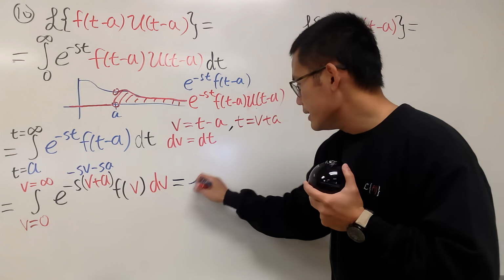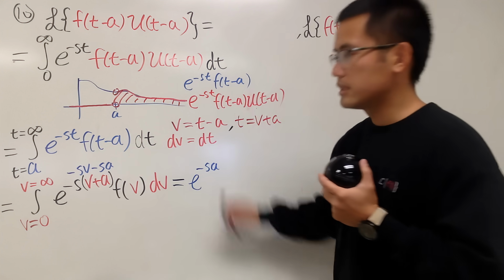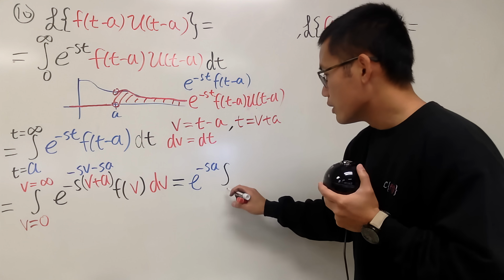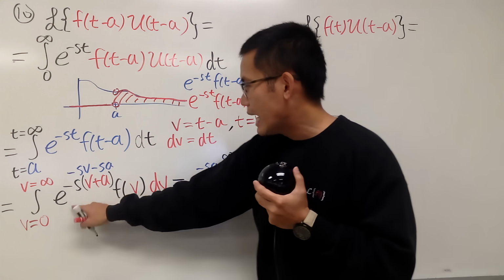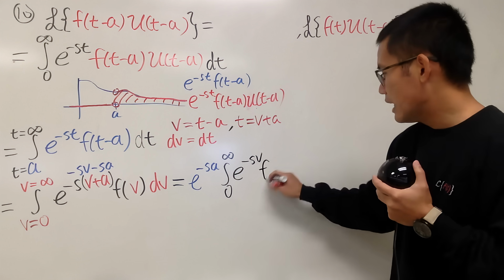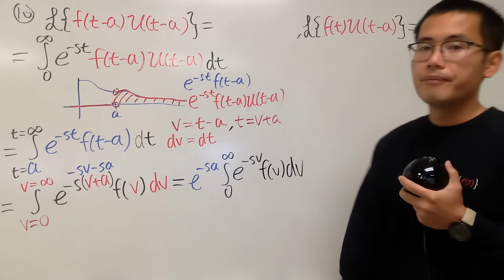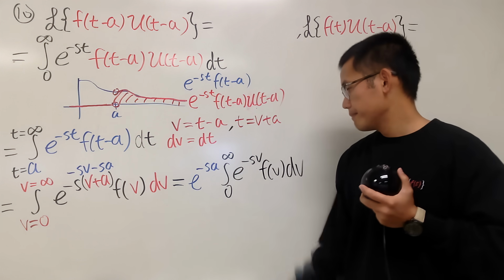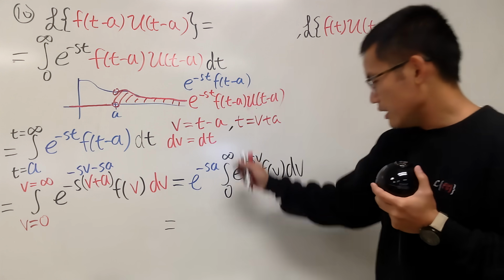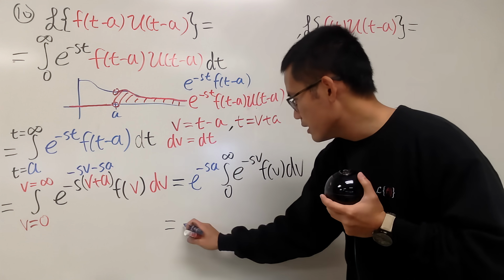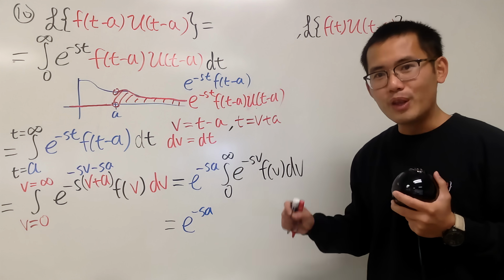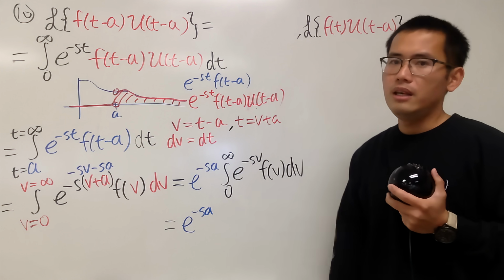So this is going to be the following. Let's write down e to the negative sa first, right? And then for the inside here, have a look. This is going to be the integral going from 0 to infinity, and we have e to the negative sv, and then here we have this, namely f of v dv, like this. What's this? Well, here is something really nice. In the front, we still have the e to the negative sa. But this right here is what? This is just nicely equal to our definition of the Laplace transform of f of t, isn't it?